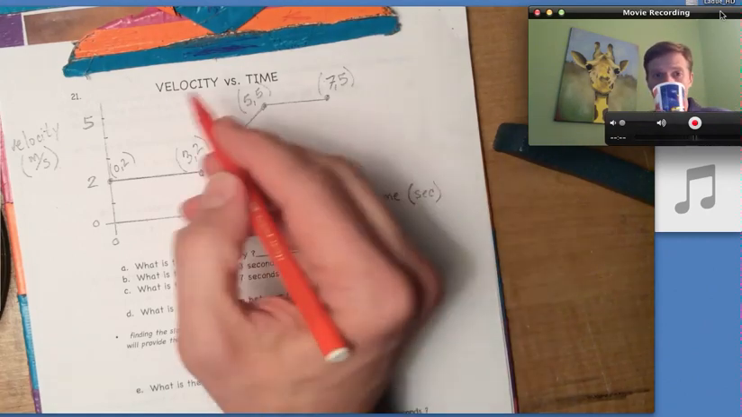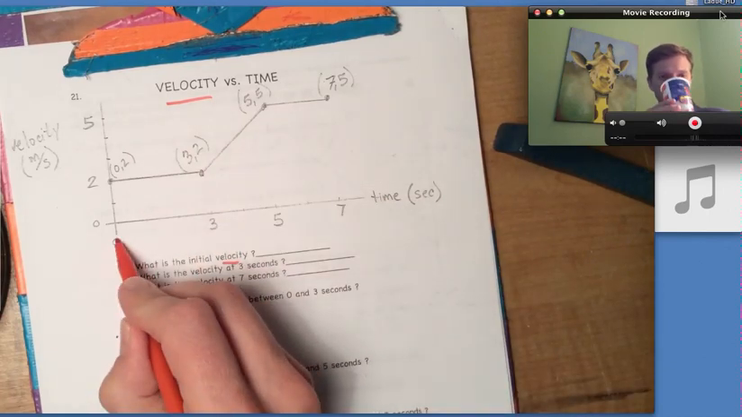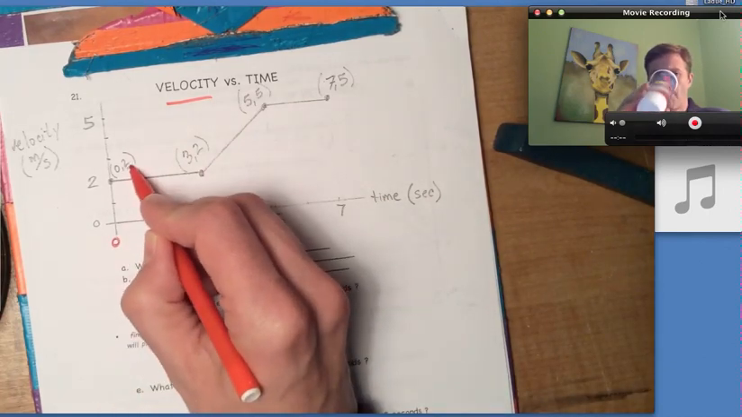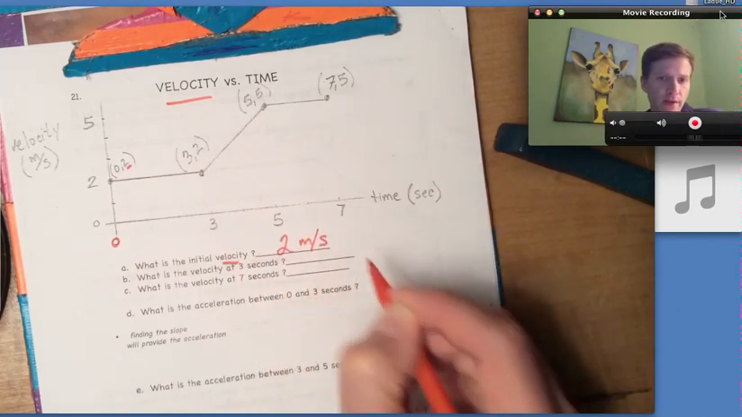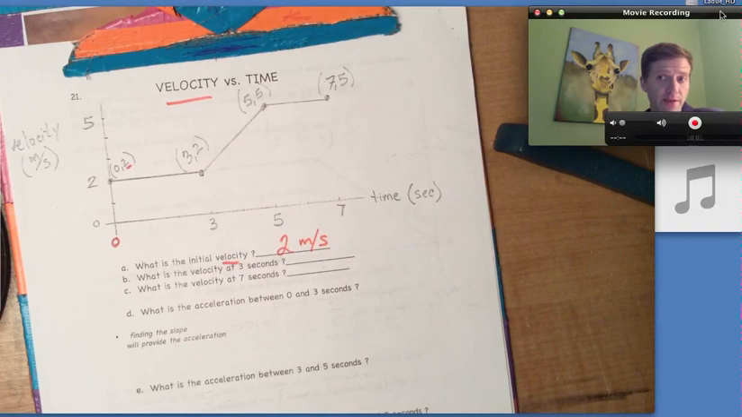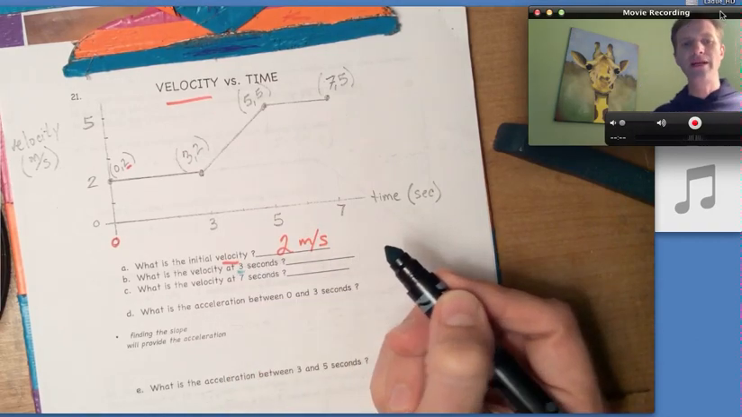Look at the title. Think about what's on the Y. Think about what's on the X. Okay. So these questions, once again, it's not a problem. You're just reading the points on the graph.